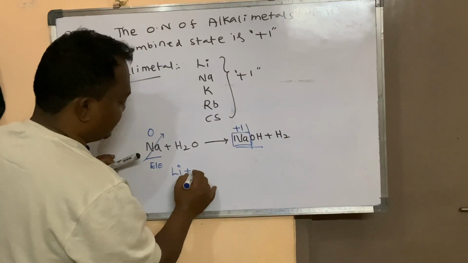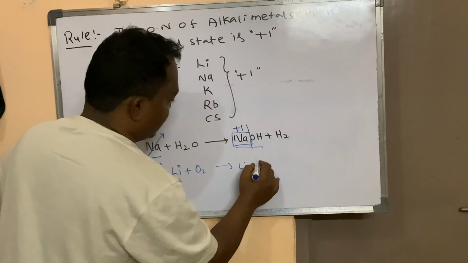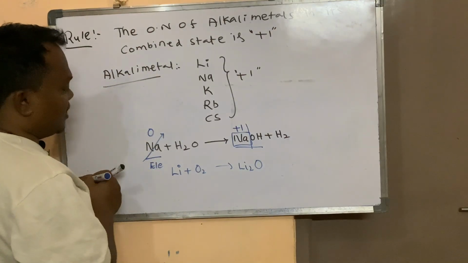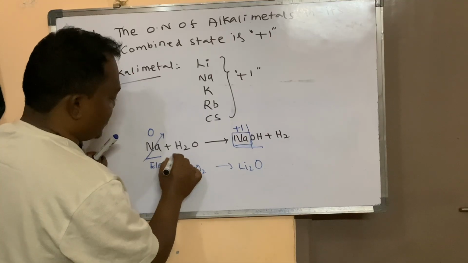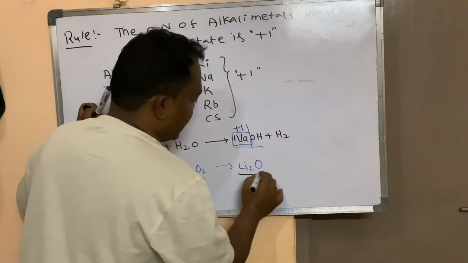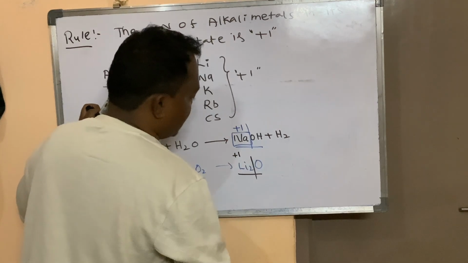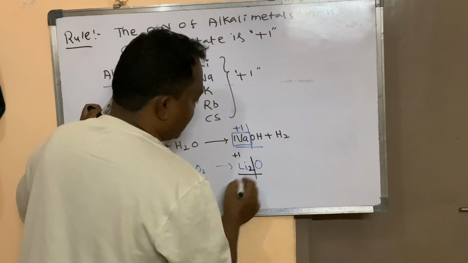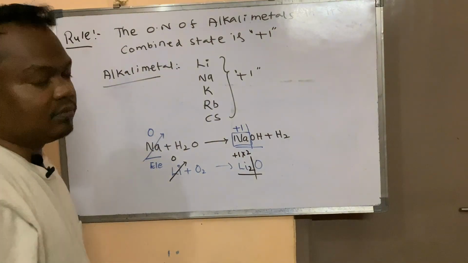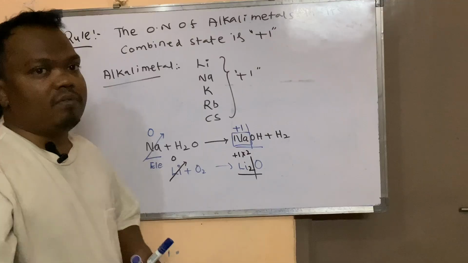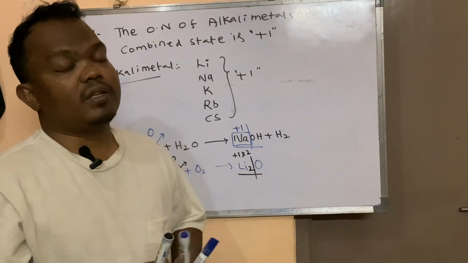Let me go with another example. Lithium plus oxygen gives Li2O. Here, lithium on the left side is in the elemental state, so it becomes 0. On the right side it is in the combined state, so lithium's oxidation number is plus 1. There are two lithium atoms, so we multiply by 2. Clear everyone?